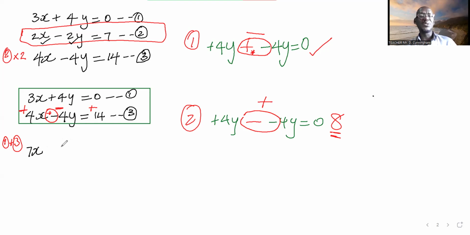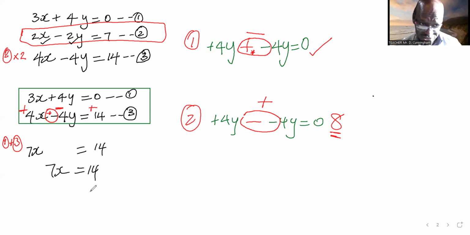4y minus 4y is 0. You don't need to put that in. 0 plus 14, 14. All right, Ezekiel, what are we dividing by? 7x equal to 14. So Ezekiel, what are we dividing by? Hurry up. People, divided by same, sir. You're dividing by? Not 10. 7. 7x equals 14. You're dividing by what? 7.